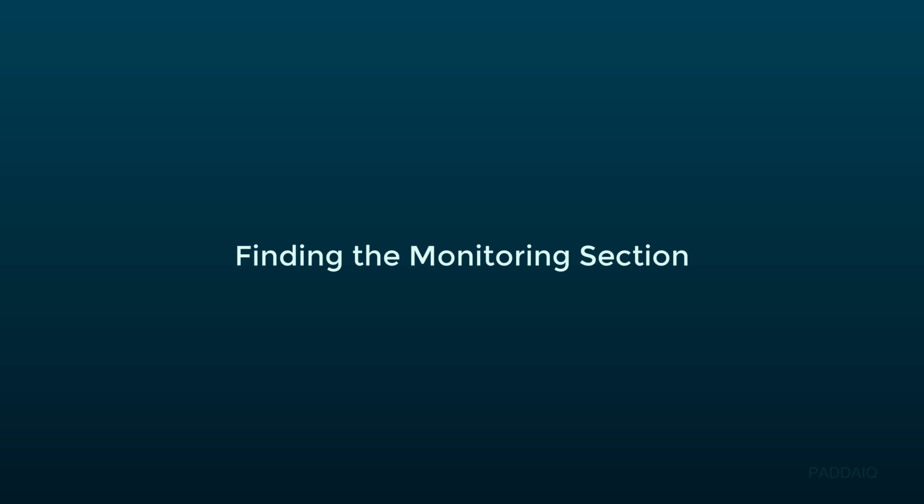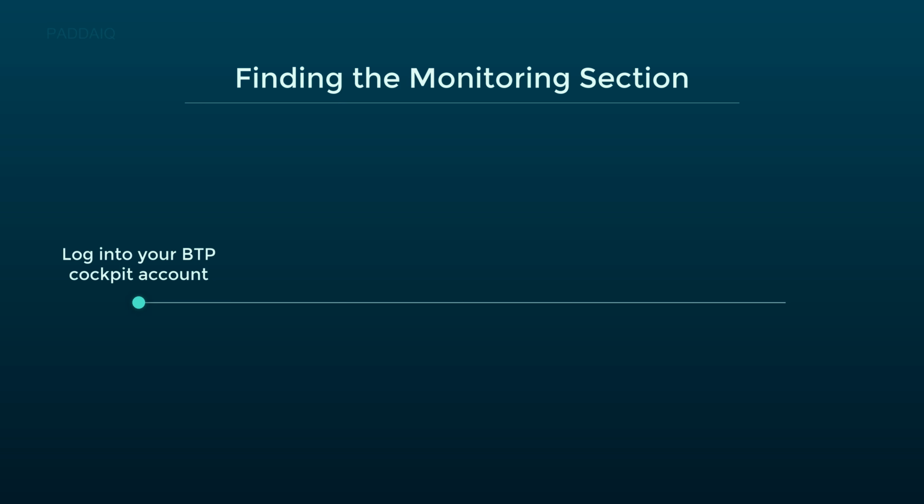Locate the monitoring section in SAP BTP. Log into your BTP Cockpit account. This means accessing the central web interface where you manage your SAP Business Technology Platform services. For example, you'd open a browser, enter the BTP URL, and sign in with your credentials. This initial step is essential to begin monitoring your applications and services.